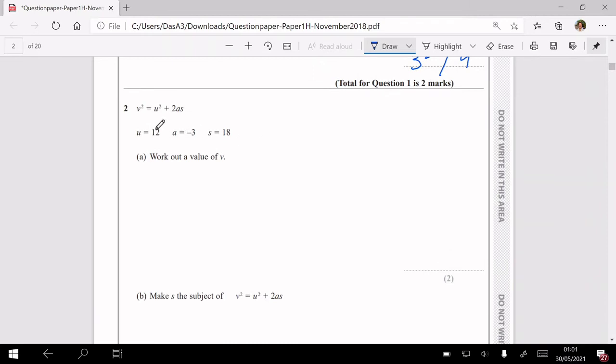Question number 2. We have an equation here and they want you to work out the value of v. So this is a simple substitution. So to get the answer with the least amount of error, I would suggest first of all write down the equation, which is v squared is equal to u squared plus 2as. Then substitute, which is v squared is equal to u squared, which is 12 squared plus 2a.